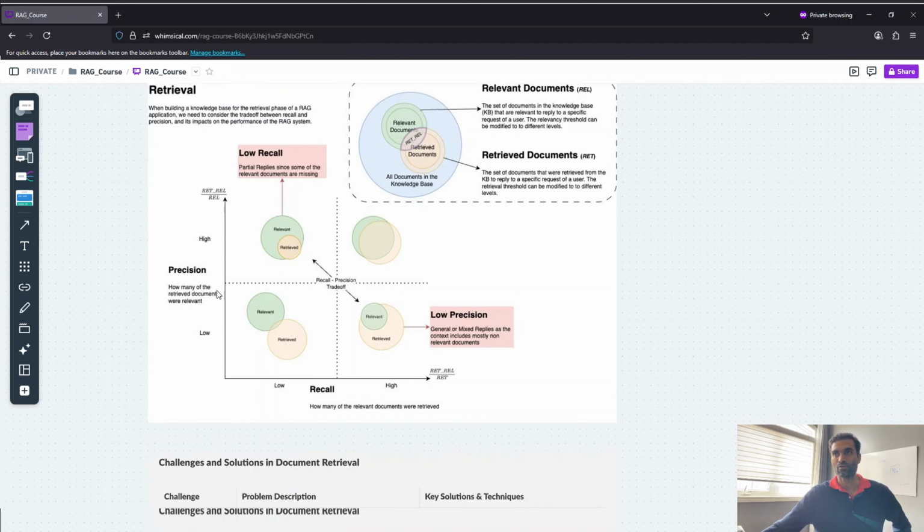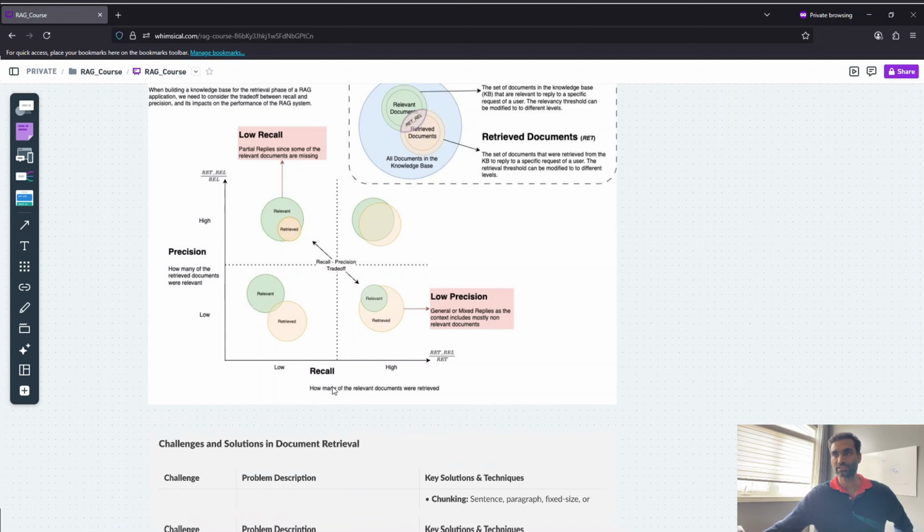Now, if you see this is precision and this is recall. Here you can see low precision and low recall. These are the retrieved documents and the most relevant documents lie in this other space, so the intersection is very small. So definitely you don't get a correct answer. The retrieved documents are very few and far away from the actual relevant documents.